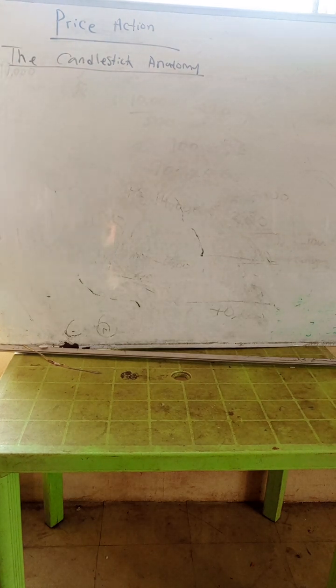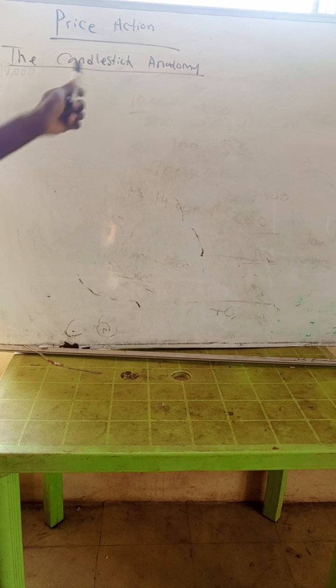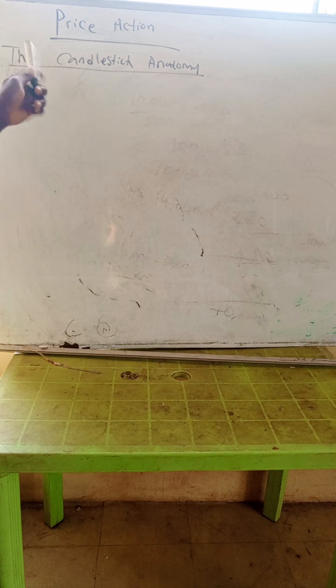The candlestick anatomy. Just pay close attention, because probably you have come across this before, but we are going to use this to derive meaning from price action. When you look at the chart, you will know what to do. We're going to use it to determine how and when to enter the trade and what to do in the trade in the market. So that's why you have to pay close attention. So this is the candlestick anatomy.